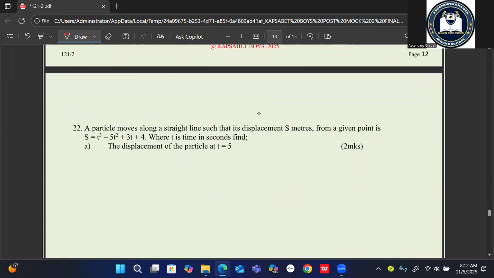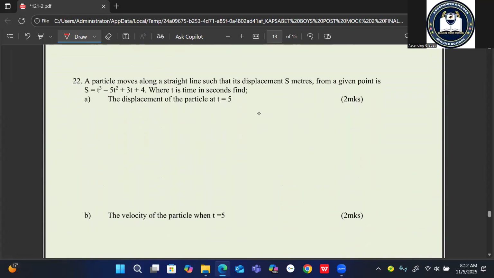So we go to the next one, that is number 22. A particle moves along a straight line such that its displacement s meters from a given point is s equal to t cubed minus 5t squared plus 3t plus 4, where t is time in seconds. Find A, the displacement of the particle at t is equal to 5.